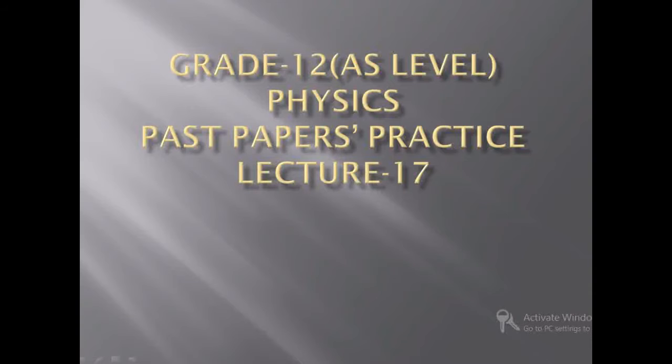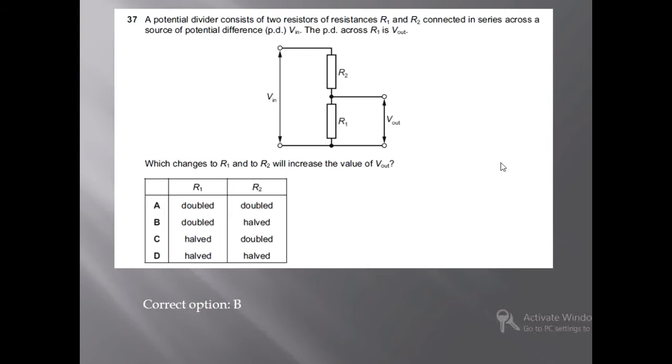This is lecture number 17, and in this lecture we are going to discuss and analyze the next two MCQs. MCQ number 37. It states: a potential divider consists of two resistors of resistances R1 and R2 connected in series across a source of potential difference PD V in. The potential difference across R1 is V out.